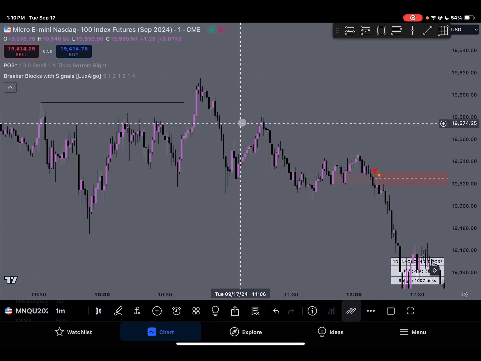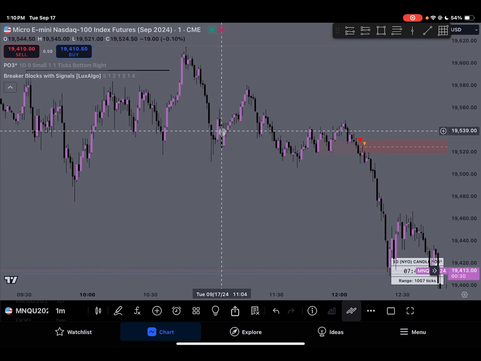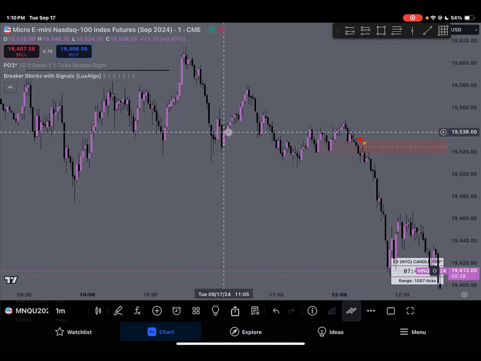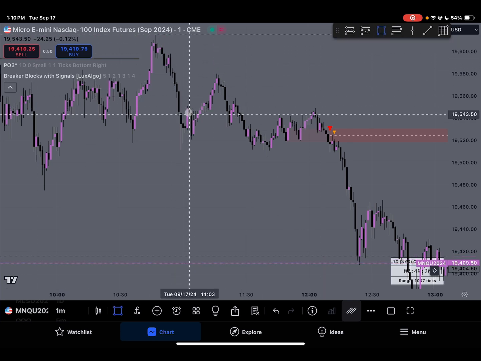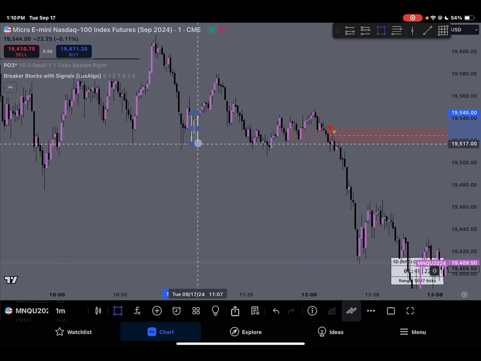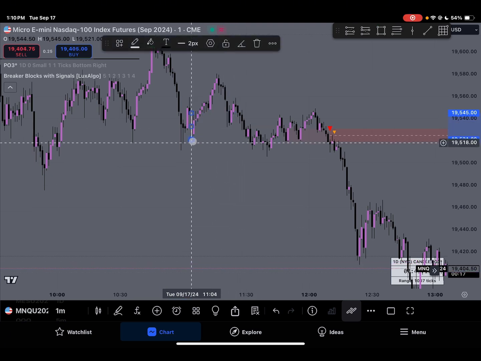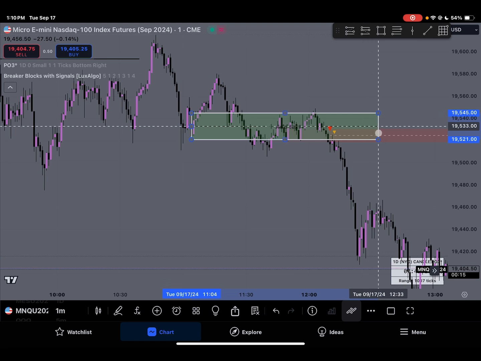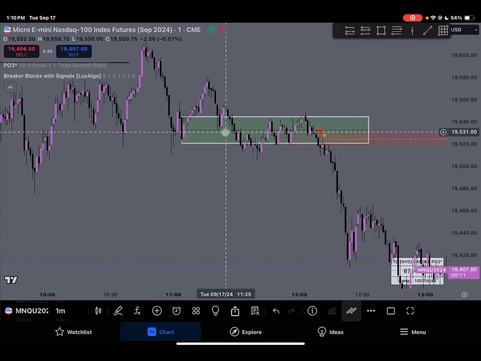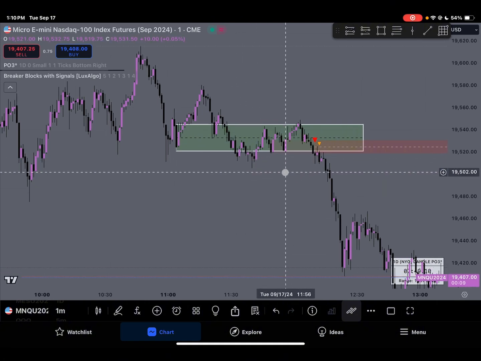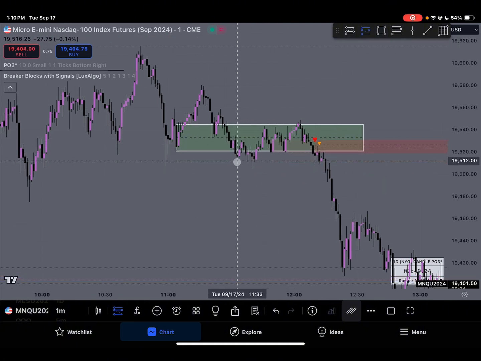Again, this could have not worked out, but I waited for that. Then you can use this as a breaker. We close below it. Because a breaker is just an order block that fails, right? That's really what a breaker is. And this was an order block. As you can see, we displaced below it, and then what you can do is find a fair value gap.